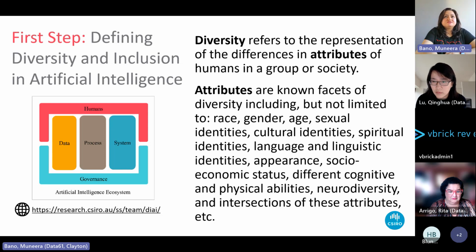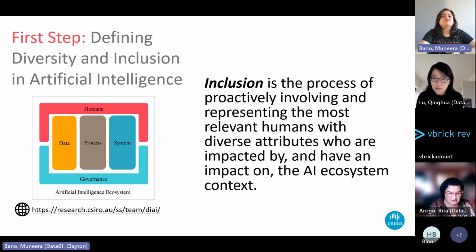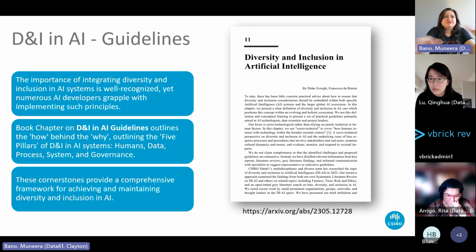There are human rights charters where some of these are listed. I have given examples here, which are from the standard definition from the team, but these attributes are not limited to what is given here. The second concept, inclusion, is the process of proactively involving and representing the most relevant humans with the diverse attributes who are impacted by or have an impact on this AI ecosystem context. So once we have a clear understanding of what we mean by these and what these 5 pillars represent, and if anyone wants details, we are short on time here, but all the details are available in this book chapter.